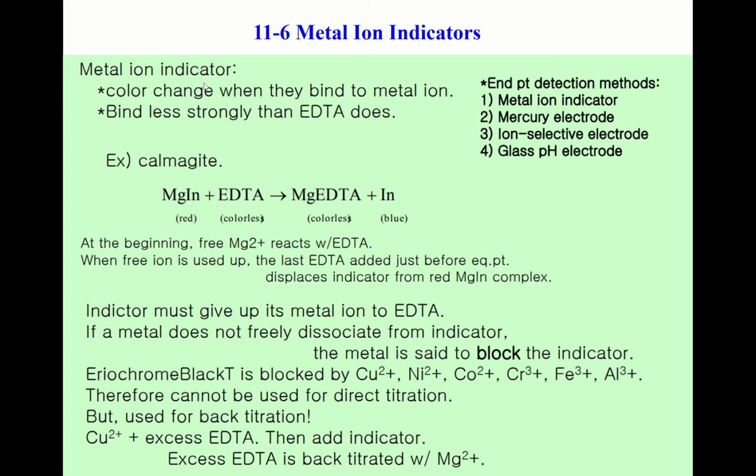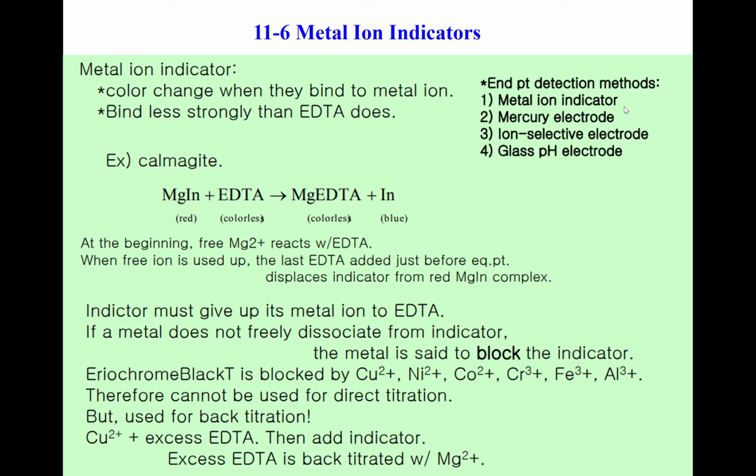And so here the metal ion indicator changes color when it binds to metal ion, but it binds less strongly than EDTA does. This is important. This is one of the methods for detecting the end point, but there are other methods to detect endpoints. One is the metal ion indicator, which is widely practiced.